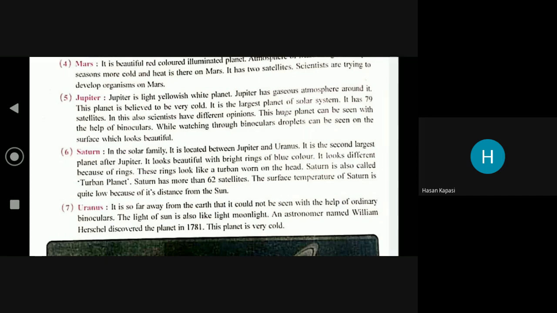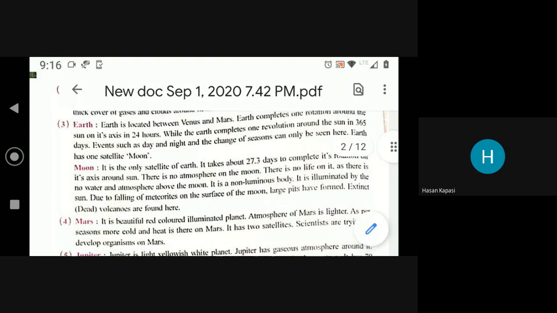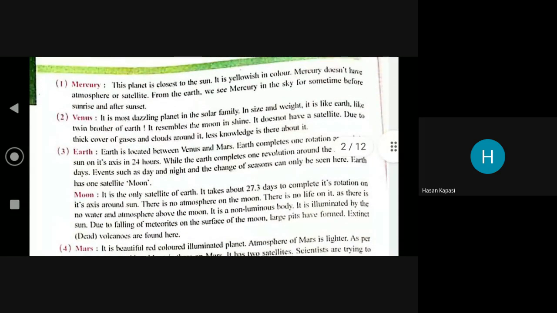So let us first see the three planets. Okay, which are those three? One, Mercury, Venus and Earth. Now Mercury and Venus are like twin brothers, they are alike, right? Twin brothers. So Mercury, how is it? It is the closest to the sun, and it is yellow in color.